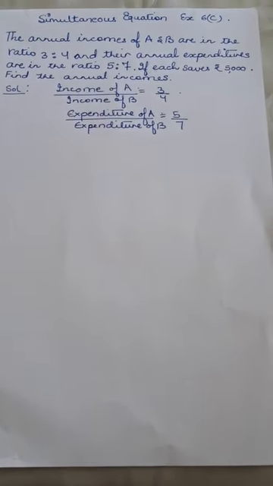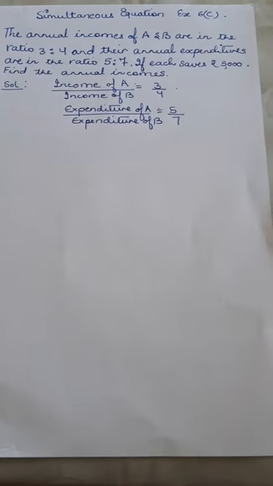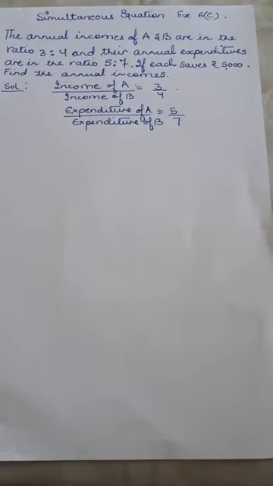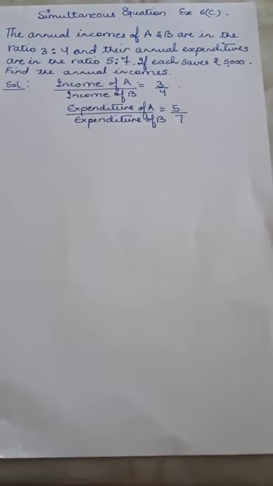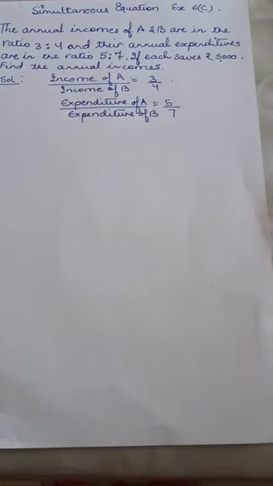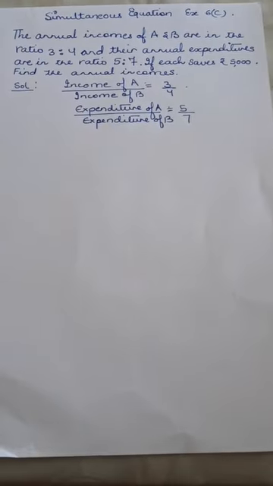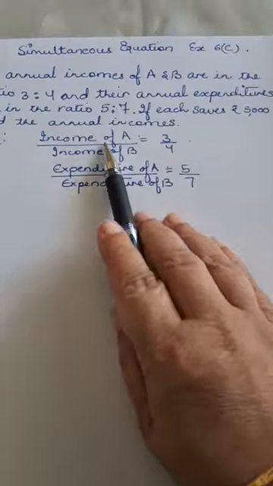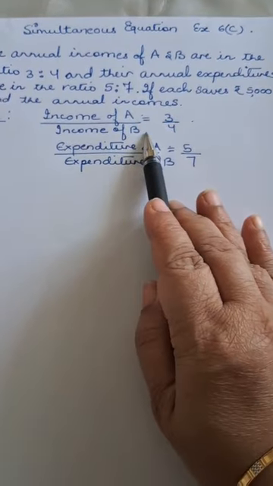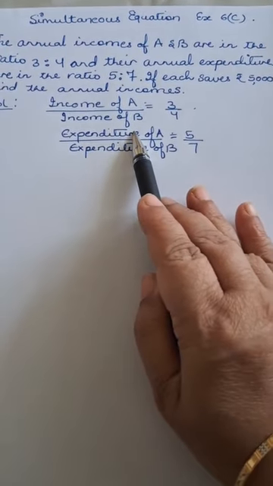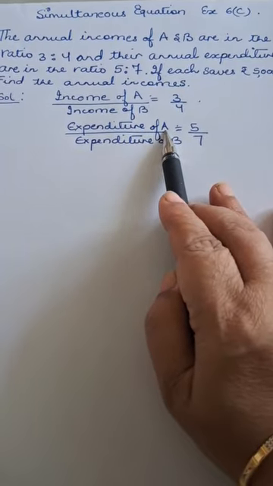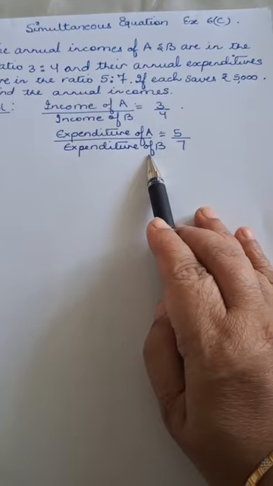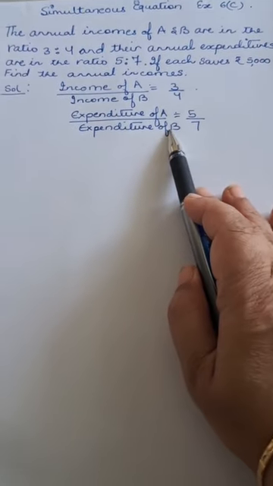Now, the income of A and income of B are in the ratio of 3:4 and expenditure of A and expenditure of B are in the ratio of 5:7. There is more than one way of doing this sum, so we'll follow one method. If I assume income of A to be x and income of B to be y, then I have to assume expenditure of A and expenditure of B as other variables. So we will have more than two variables.